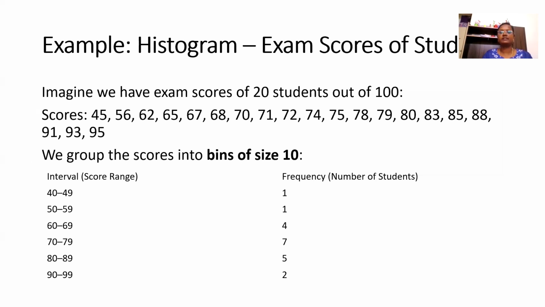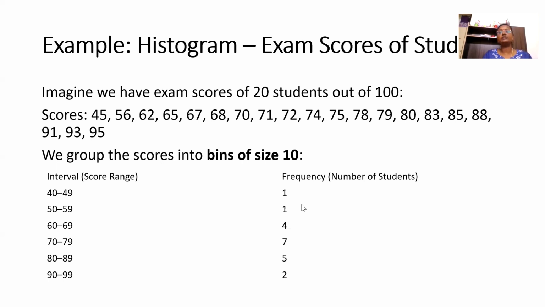For example, here you can see the exam scores of students. Imagine we have the exam scores of 20 students out of 100. So for 20 students, exam scores are given as input. Here we have to group them into multiple categories. The bin size that we have used is 10: 40 to 49, how many students are there, 50 to 59, 60 to 69, 70 to 79, 80 to 89, 90 to 99.